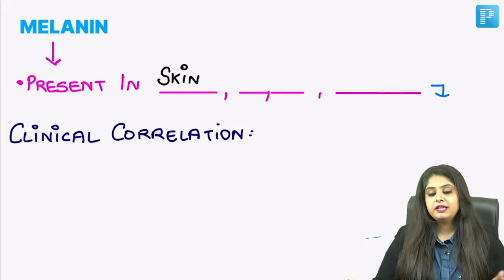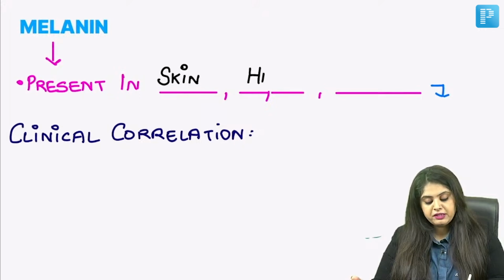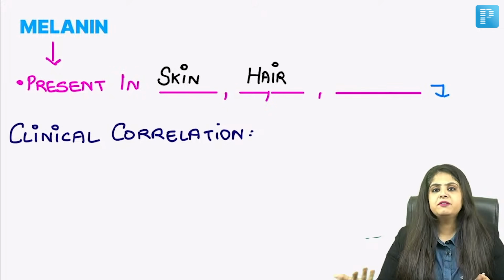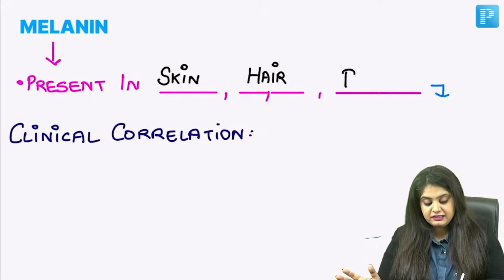Apart from the skin, where else is it present? It is also present in the hair. So our hair color is also because of melanin. Everyone has a different hair color, because of melanin. Simple, everyone knows this. Someone who has not studied for the exam will also write melanin is present in skin and hair.